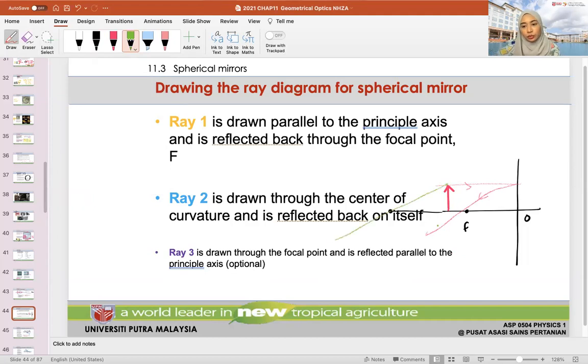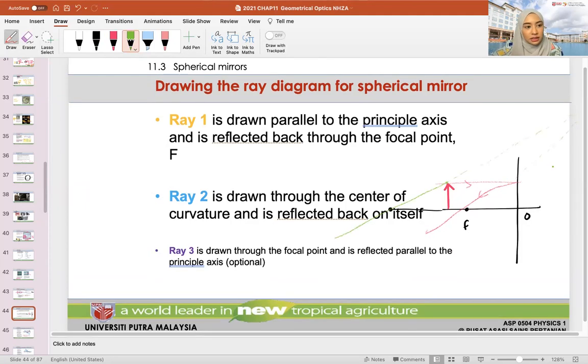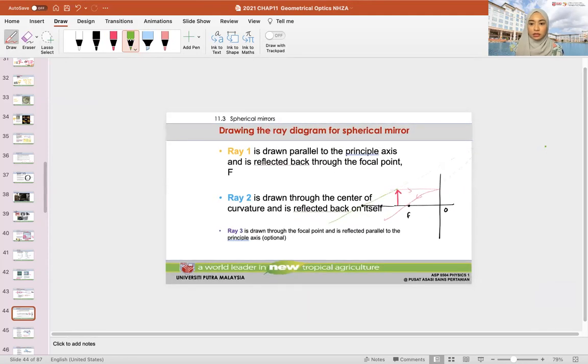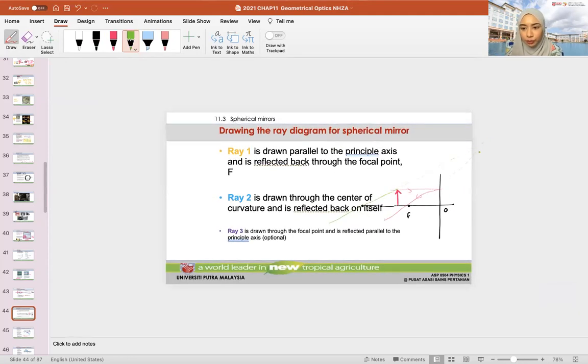There. So where does it converge? So you just extrapolate until you find a point where it meets. I already said it's difficult, right? So what happens to my image? It is a giant. So this is my image. It is magnified and it is virtual because it is at the back of the mirror.